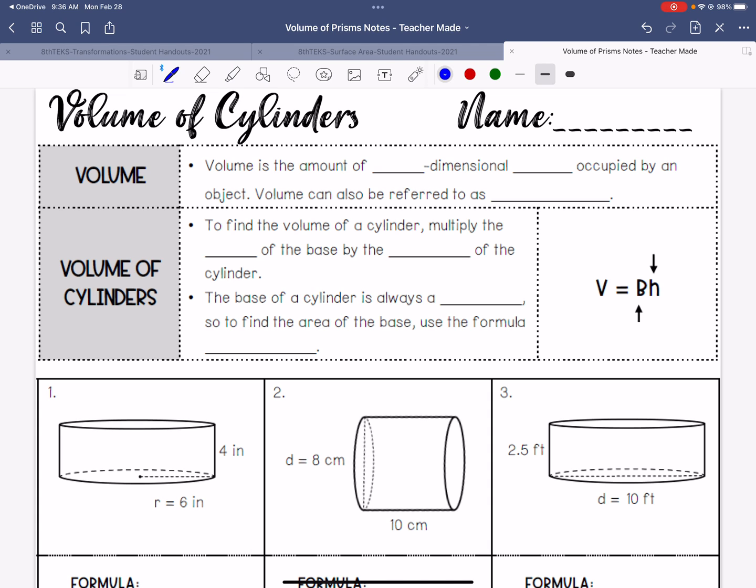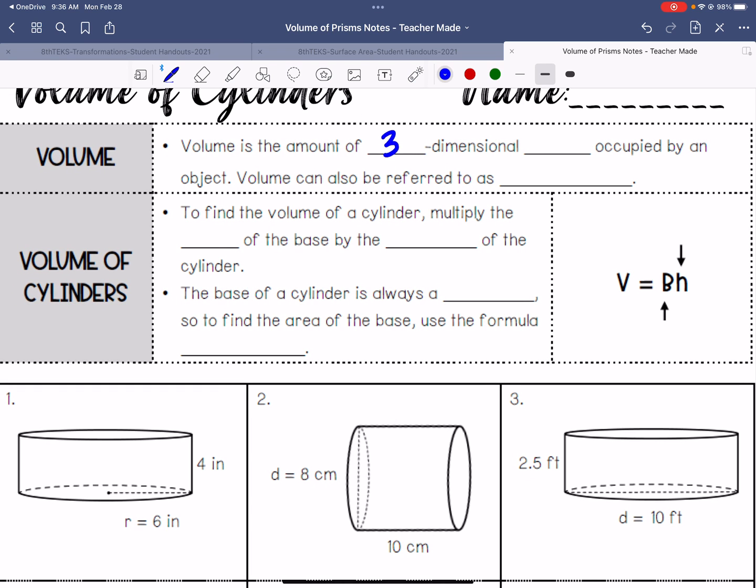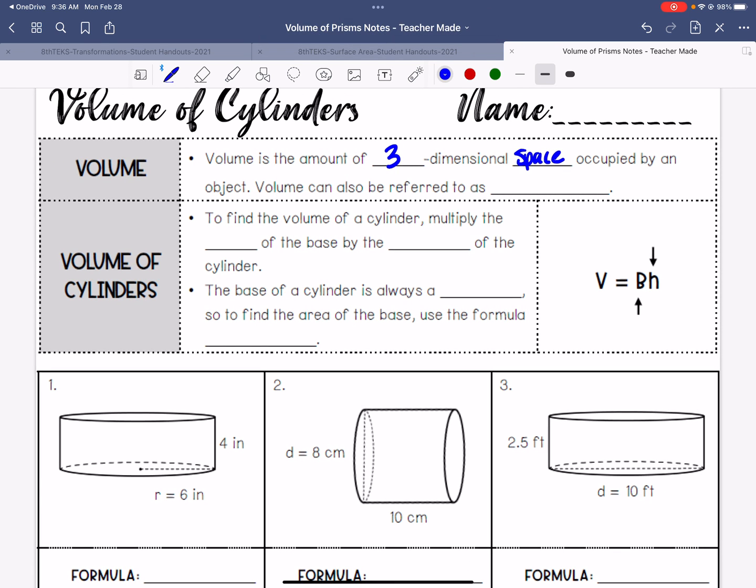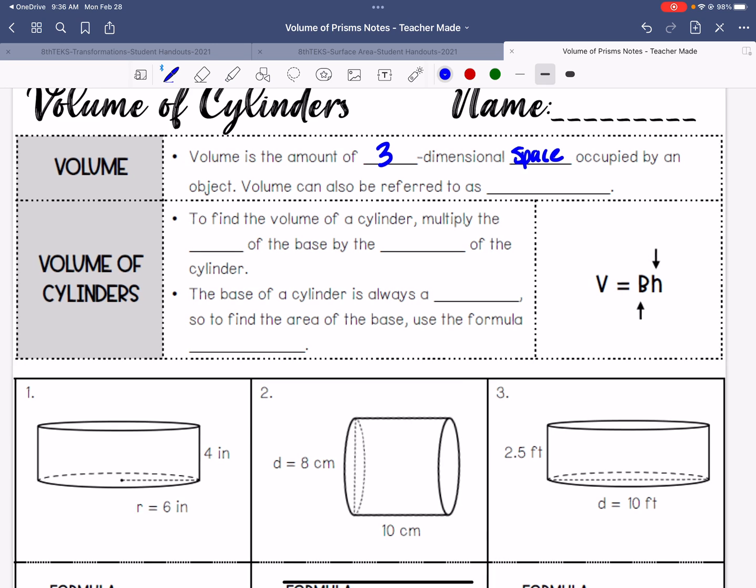So, volume. Volume is the amount of three-dimensional space, which we already knew, that is occupied by an object. Volume can also be referred to as capacity.